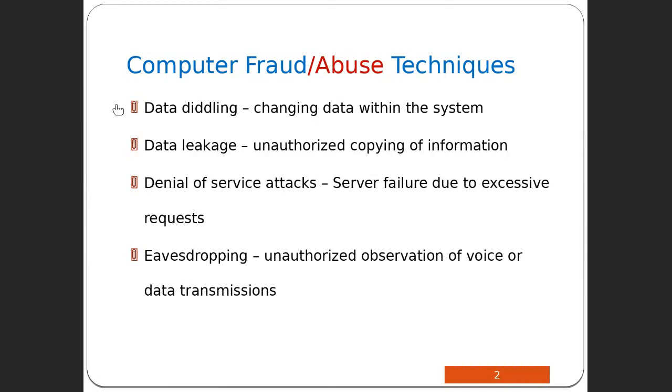So the first one today is called data diddling, which is going in and changing the data within the system. This could be done by someone who has access and just wants to harm the company, or somebody who's hacking. Data diddling is the actual act of diddling with the data, meaning changing it around or messing with it, right? Data leakage is the next one, which is unauthorized copying of information.